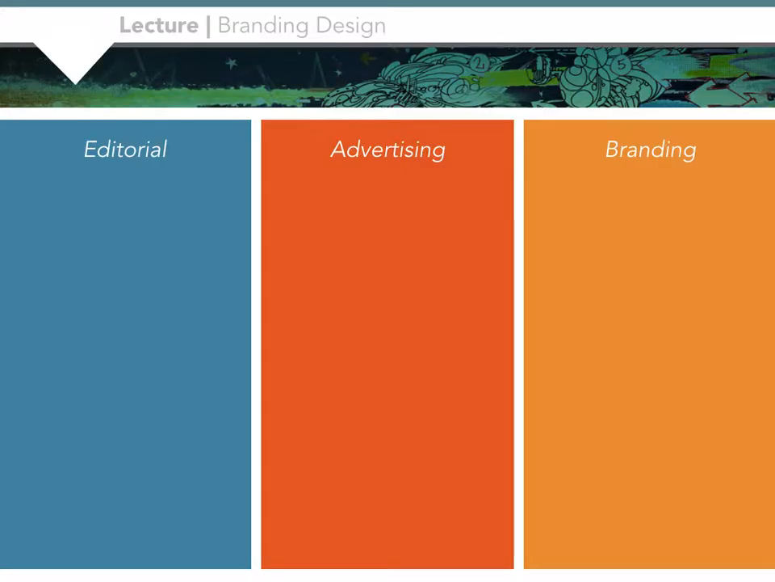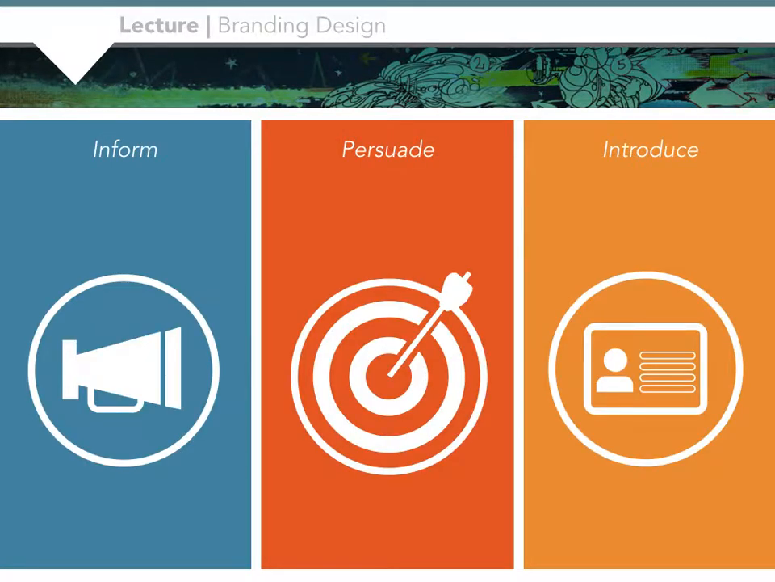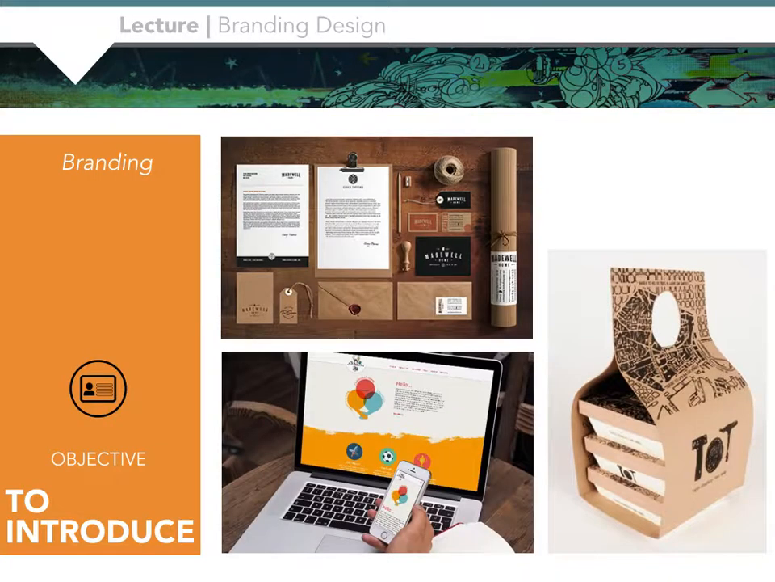The types of projects a designer will create, no matter the medium, is broken down into three categories: editorial, advertising, and branding. As mentioned in the first week's lecture, editorial seeks to inform, advertising seeks to persuade, and brand identity is meant to introduce. Today, we're going to cover branding.